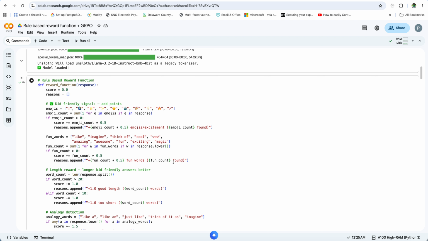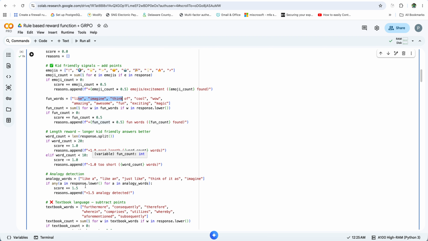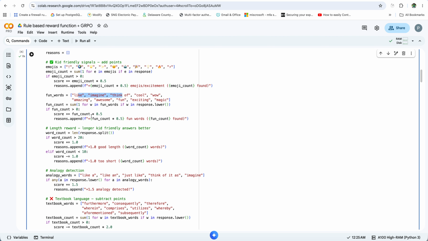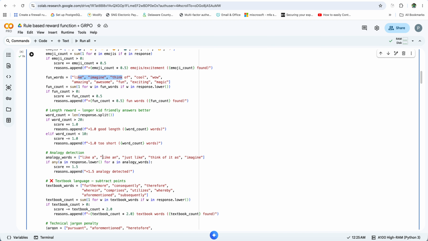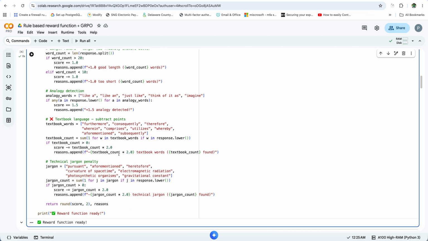Some of the prerequisites: the answer should contain more emojis, and it should have some fun words, as I discussed in the previous demo, and some words like "a" and "like" will get good scores. Those are the scores the reward function will give to each answer. But there are certain penalties if they use heavy words like "furthermore", "consequently", or some jargon. There will be a penalty and points will be deducted. This is what we discussed in the last video.